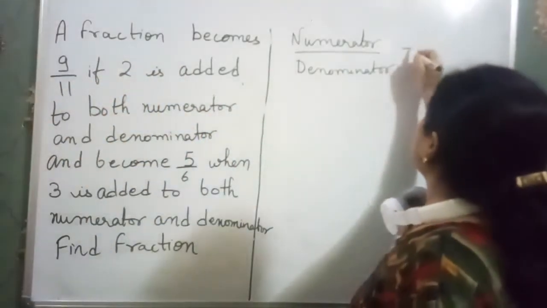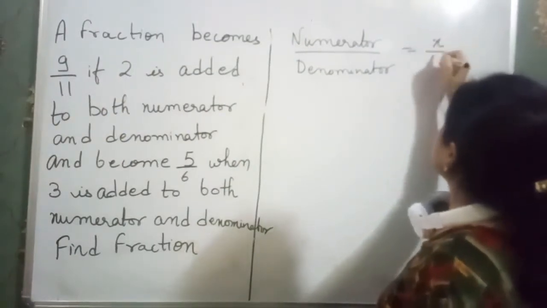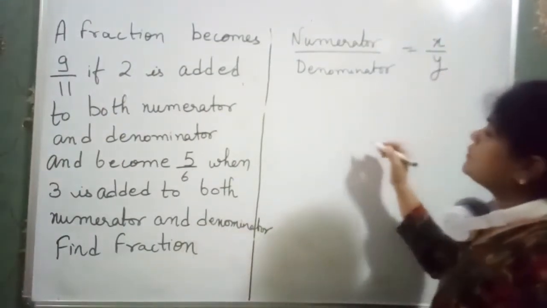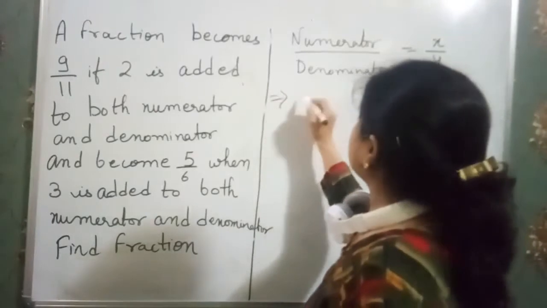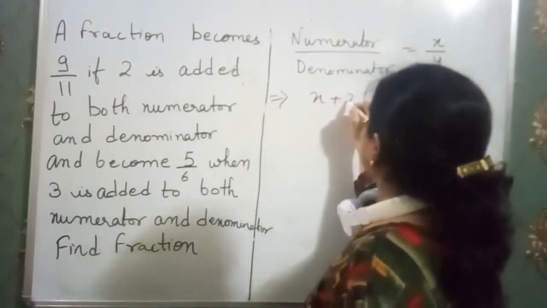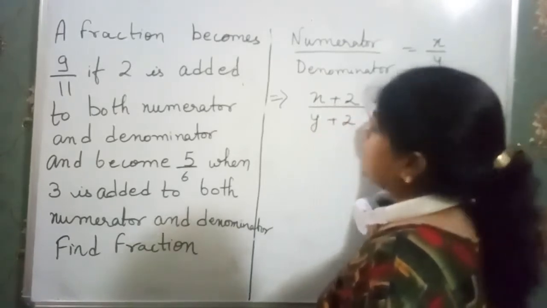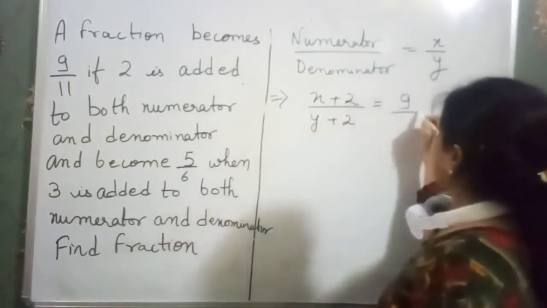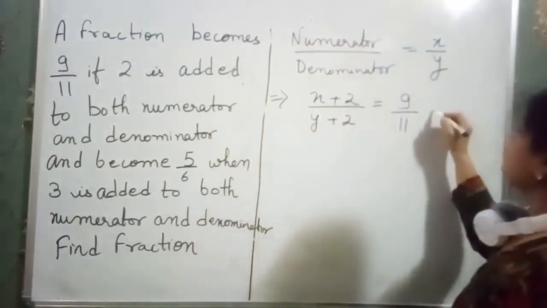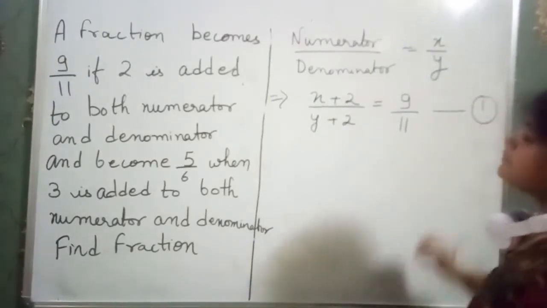So let numerator over denominator be x over y. In the first condition it is given, we add 2 in the numerator and add 2 in the denominator, we get the fraction 9 over 11. Okay, this is the first equation.